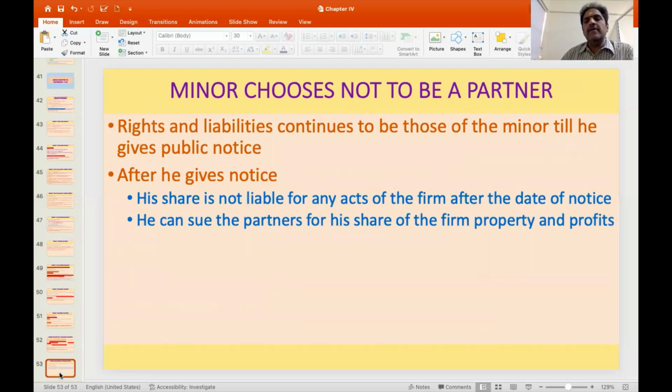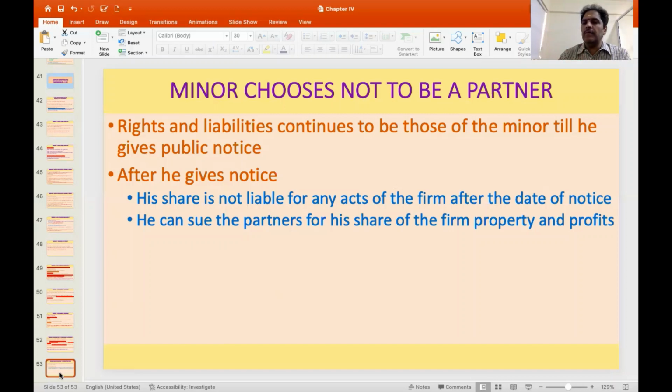So if the minor chooses not to become a partner, then the rights and liabilities continue to be those of the minor till he gives public notice. And after he gives public notice, his share is not liable for any acts of the firm after the date of the notice. Then the second thing is he can sue the partners for his share of the firm property and profits according to subsection 4, where he will file a case and ask for his share to be given, and the court will decide his share and make the payment to him, and he will be allowed to go.